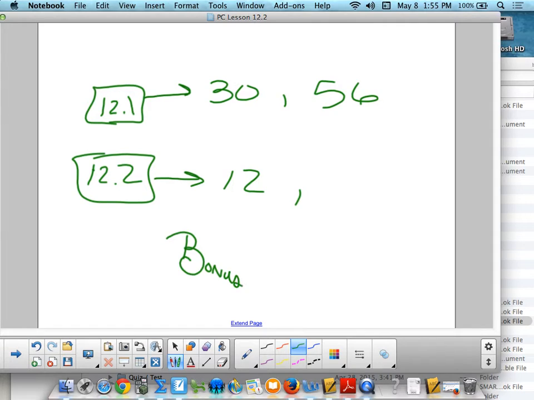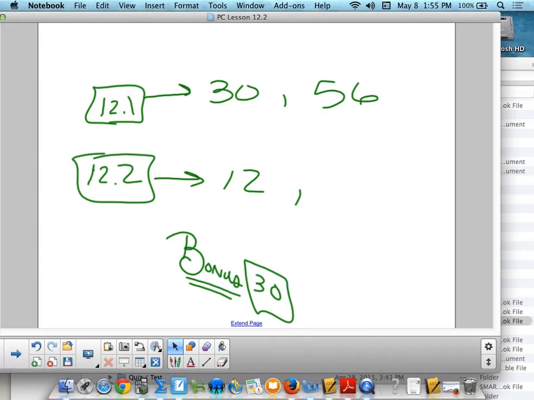If you're really, really, really good at this stuff, call that last one over there bonus if you want. You can do 30 if you want. That's only if you get time. The bell's gonna ring in 6 minutes, so I don't think you're gonna get time. But I tell you what, 30 and 56 are quick hitters.